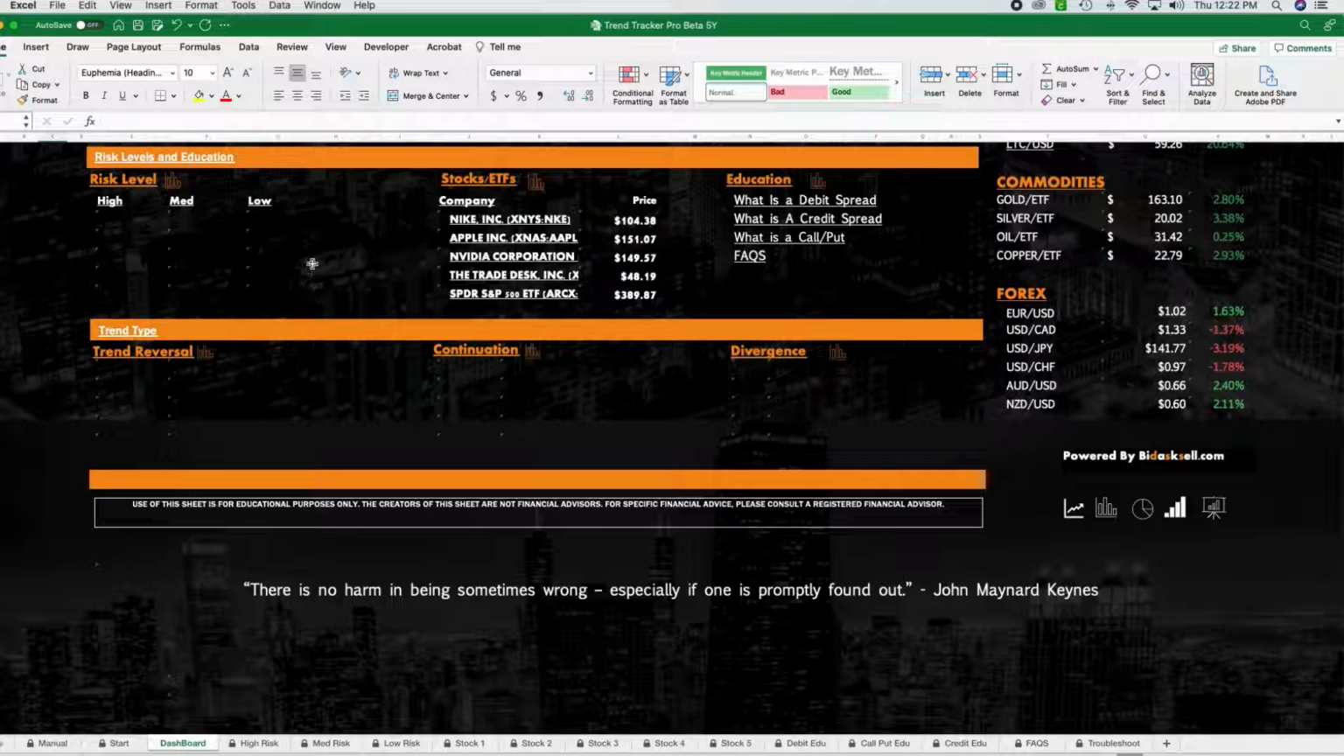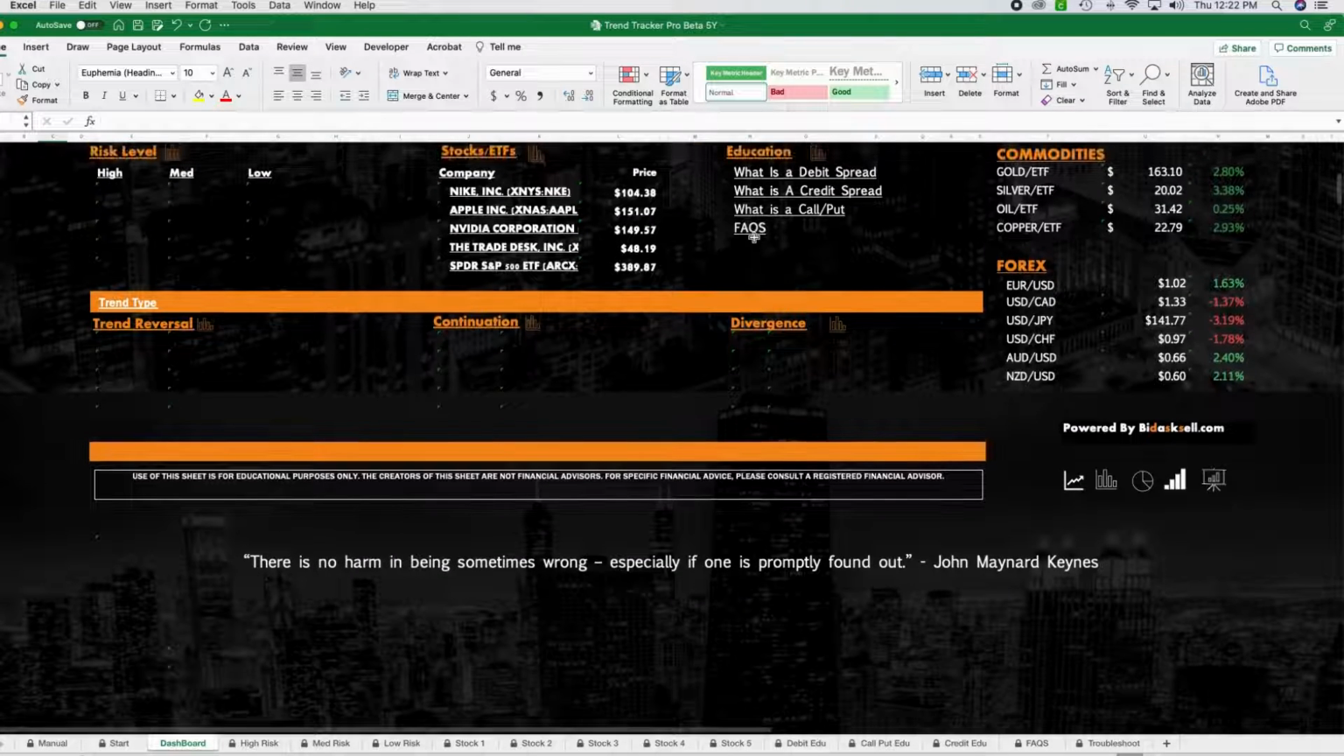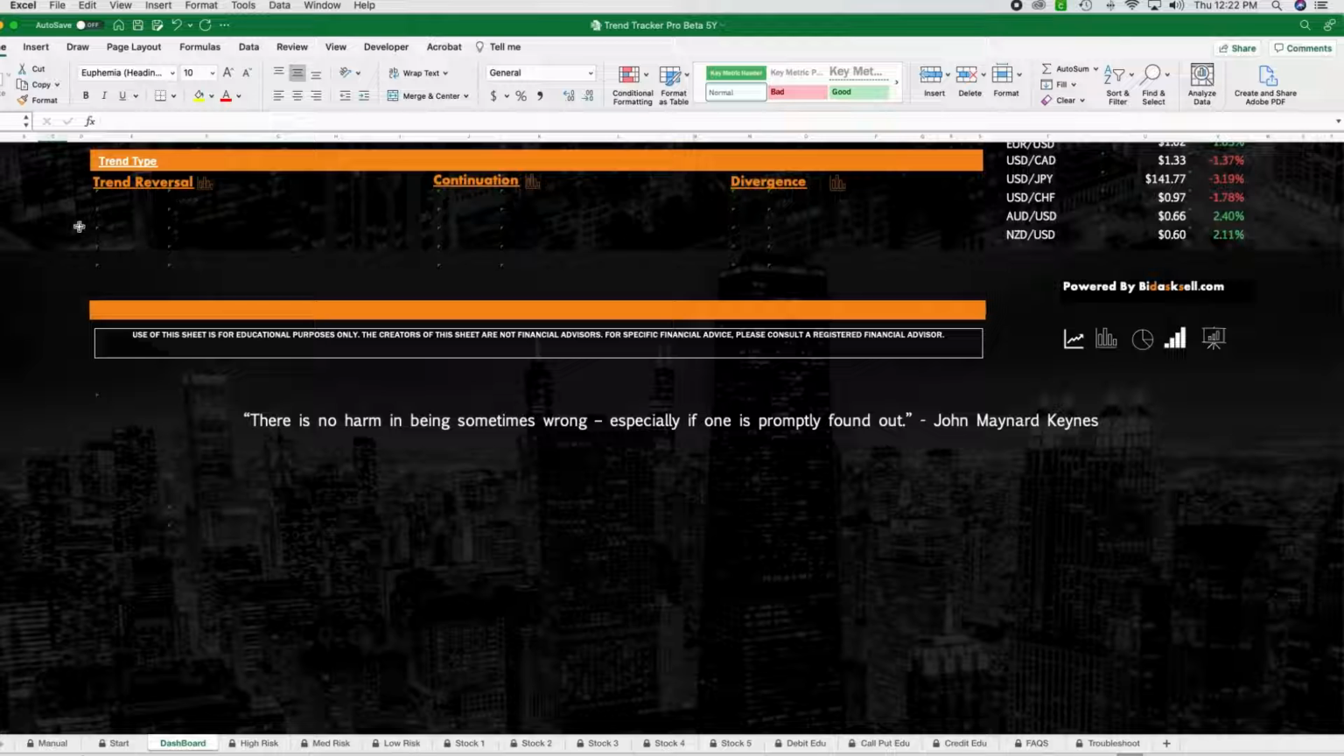Now, just to the right of the ticker symbols, you will see the list of the company names that I am following. So there's FedEx, Apple, NVIDIA, The Trade Desk, and The SPY, and you'll have the price to those companies as well too. Again, just having one place where you can see all of the information for the stocks that you're following there. Now, just to the right of that, you will see an area titled Education. And under that, links to pages explaining what debit spreads, credit spreads, calls, puts, etc. are there. Just below that, you'll see an area titled Trend Type, where you'll see the trend types, trend reversal, continuation, and divergence.